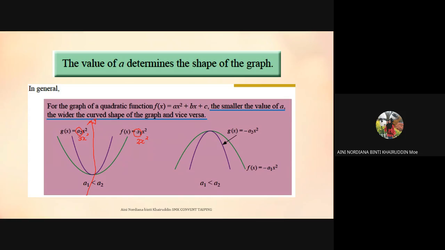If the value of A here is smaller than A2, this one is A2, this one is A3, then the graph with the smaller value will be wider than GX. Okay, the bigger the value, the more it approaches the y-axis. If I write 4x square, this graph will probably look like this, even smaller. The bigger the value of A, the thinner it is, or the more it approaches the y-axis.